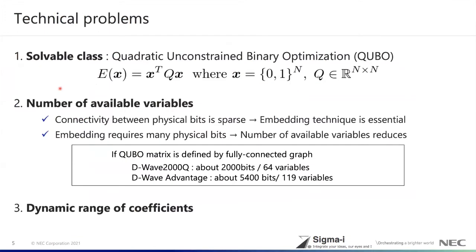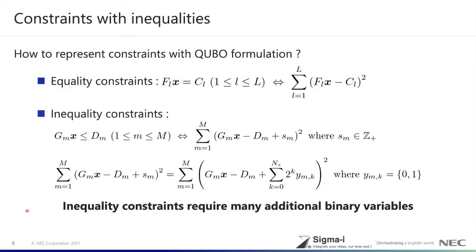So to use the D-Wave machine for system design, we have to overcome 3 technical problems: limitations on the solvable class, the number of available variables, and the dynamic range of coefficients. I think 2 and 3 are very, very serious problems. So in the following, I'll explain the technical problems in detail.